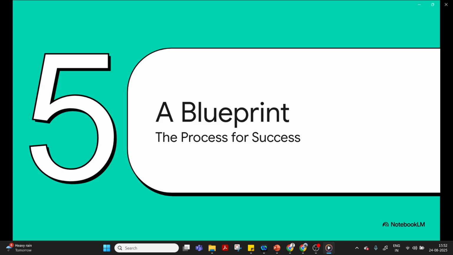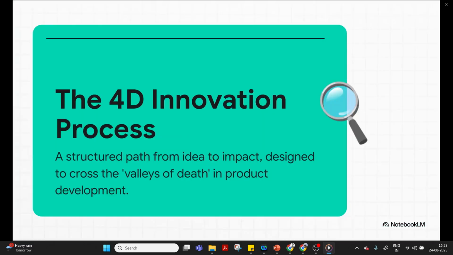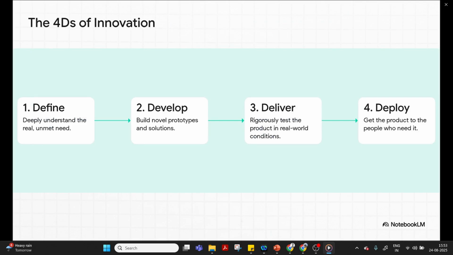So, how did they do it all? This amazing success story wasn't just a stroke of luck. It was the result of a very deliberate, structured process, a blueprint that really anyone can follow. The framework that guided them is called the 4D innovation process. It's basically a roadmap designed to help innovators get through the toughest parts of product development, what some people call the valleys of death, which is where most great ideas, sadly, go to die. It breaks down pretty simply like this.